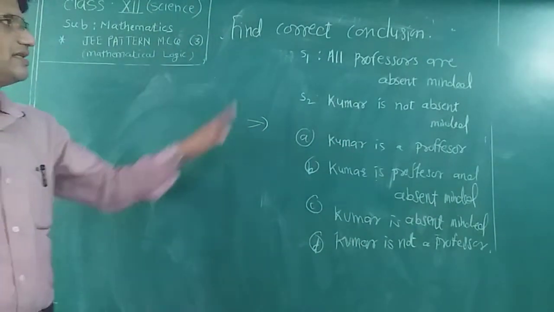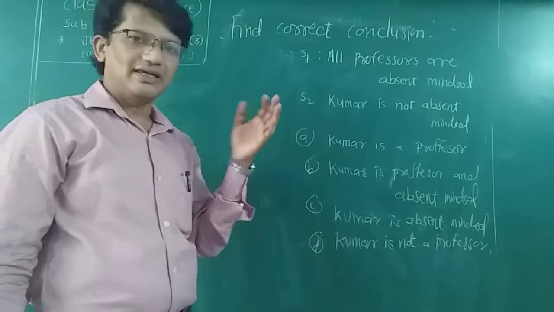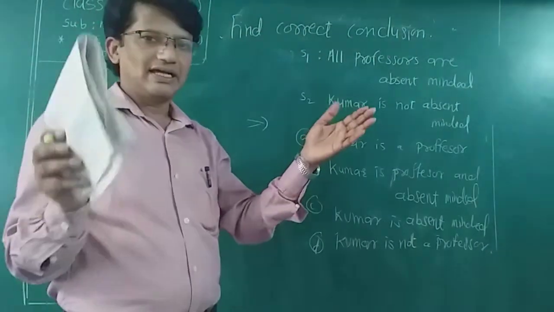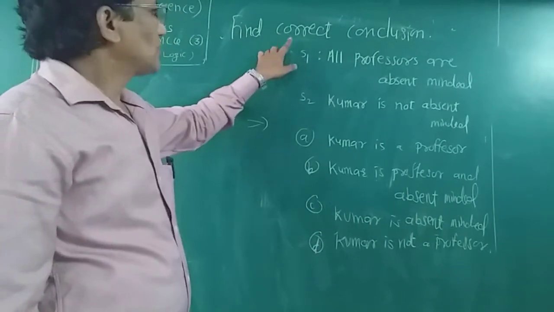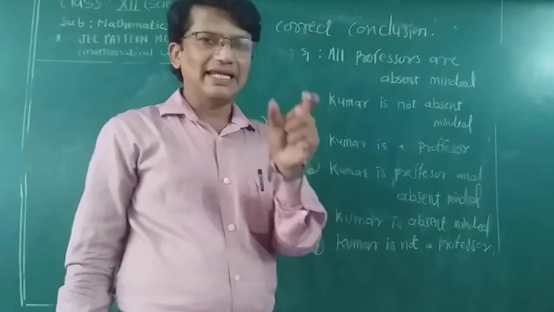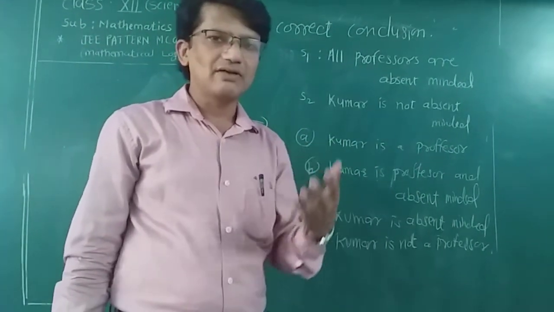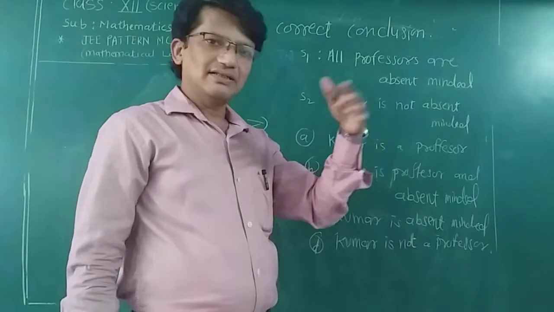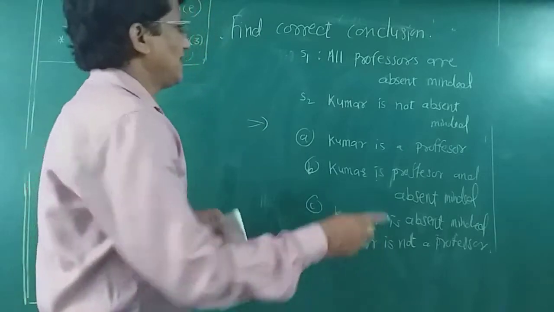Observe this. This example is totally set theory, but in set theory we can also use logic. So logic and set theory play an important role, and there is similarity between these two topics. So all professors are absent-minded. For this we are using a Venn diagram. Venn is the name of a scientist, and in set theory some complicated examples can be solved with the help of a Venn diagram. In school level you have also seen what is meant by a Venn diagram and how it is discussed.